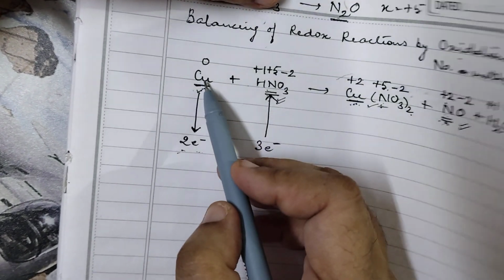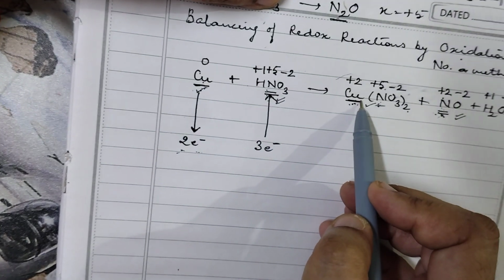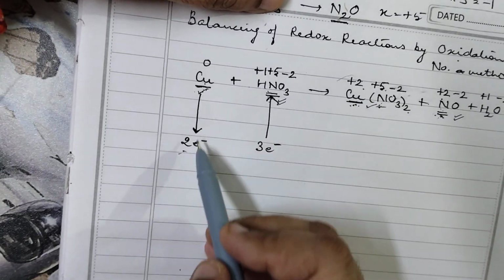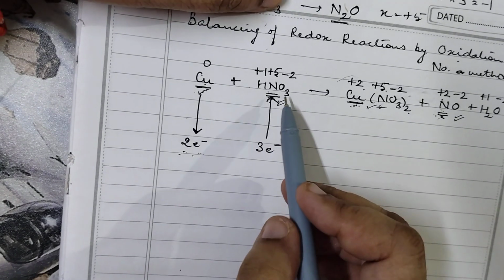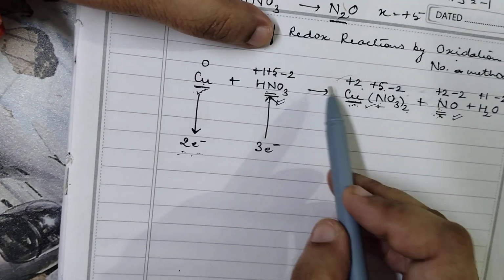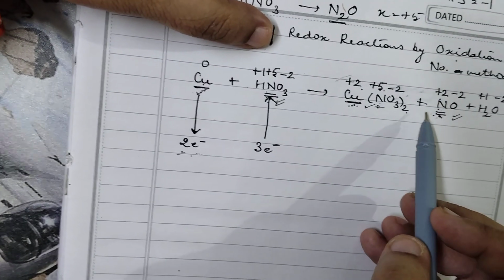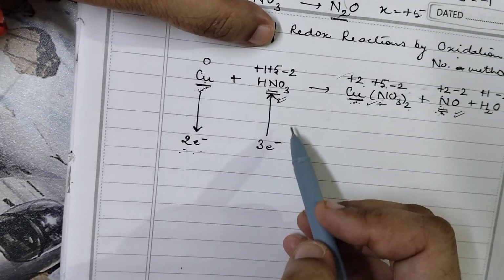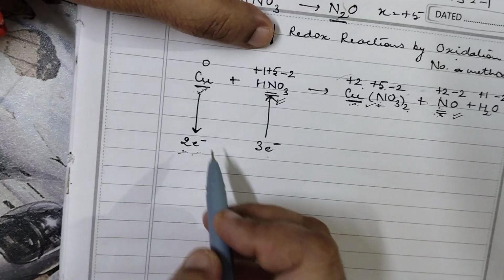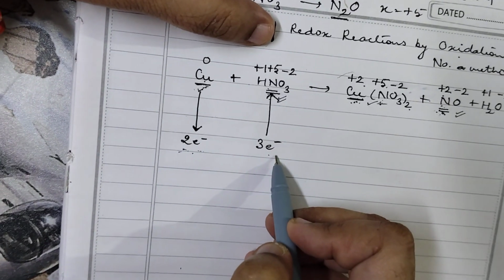Come again. Copper is changing to copper +2, therefore it is the loss of 2 electrons, so 2 electrons are lost. And nitrogen changing from +5 to +2, so this is the difference of 3 electrons, and in reduction 3 electrons are gained. So 2 electrons, 3 electrons. Now 2 are lost here, 3 are gained here.